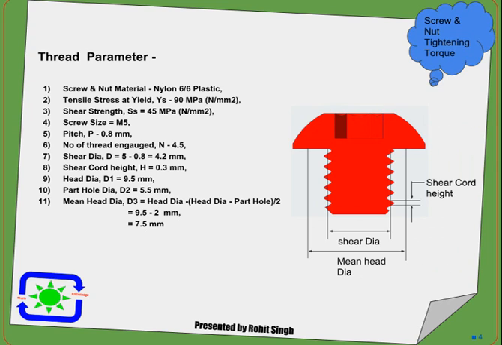So in this case shear chord height is 0.3, head diameter we need to know is 9.5, and part hole diameter we need to know, in this case 5.5. So the mean head diameter we can calculate. Mean head diameter is nothing but the area of contact between the screw head and the component, so we can easily calculate it. In this case it comes to 7.5.